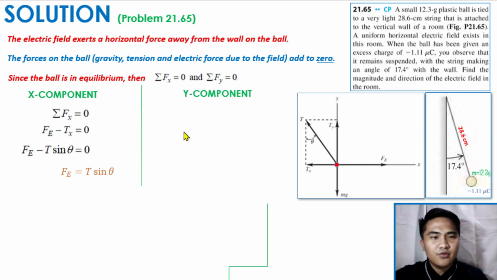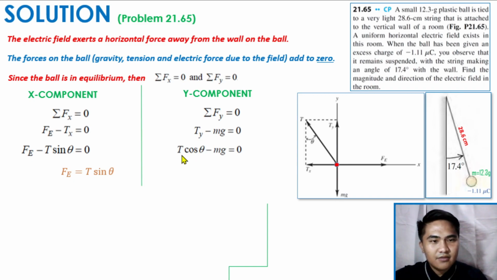Now for the y component, we have these forces, the tension along y, and the weight. Adding the two, we have Ty minus mg. Ty is positive because it is upward, and since the weight is negative, we have negative mg here. Substituting the value of Ty, we have T cos theta minus mg is equal to 0. Rearranging this equation, we have tension is equal to the weight divided by cosine theta.